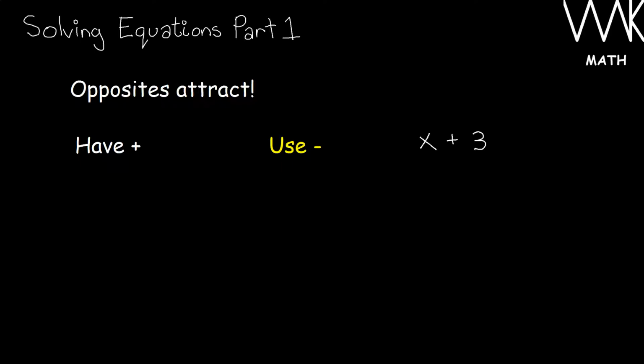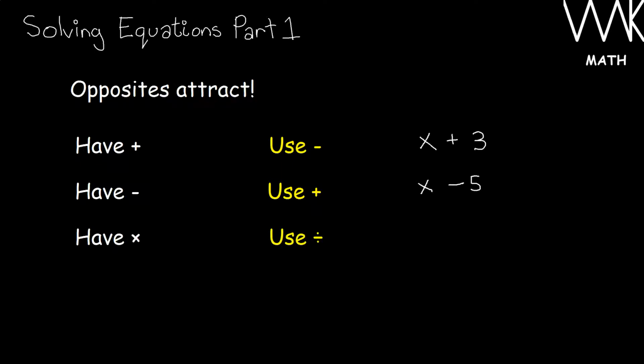What happens if we have subtraction? We use the opposite operation of subtraction, which is addition. For example, if we have x minus 5, we should remove the minus 5 term by plus 5 on both sides of the equation. Let's look at multiplication.